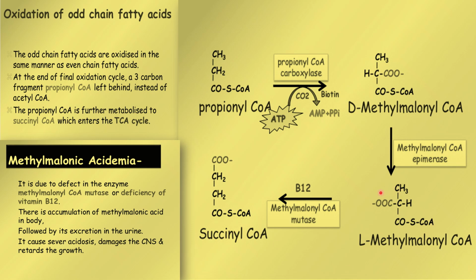So there will be severe accumulation of methylmalonyl coenzyme A in the body, followed by its excretion in the urine. It causes severe acidosis and damage to the central nervous system, which retards growth and development. So this is the effect of methylmalonic acidemia due to the absence of either vitamin B12 or methylmalonyl coenzyme A mutase.